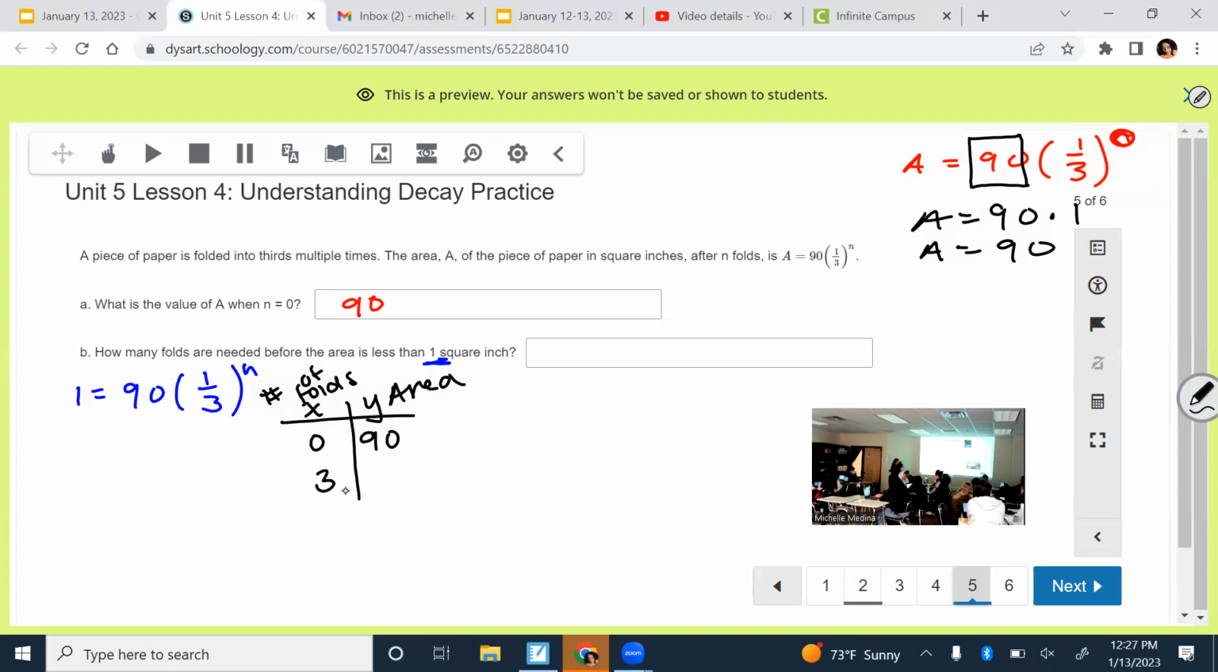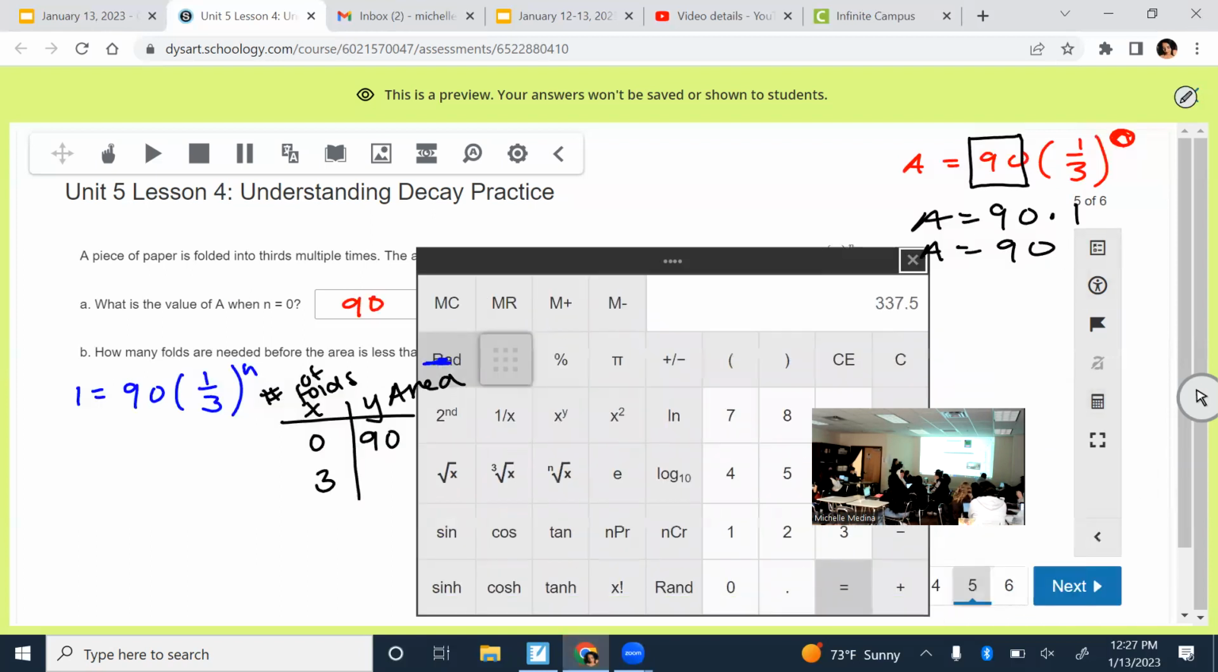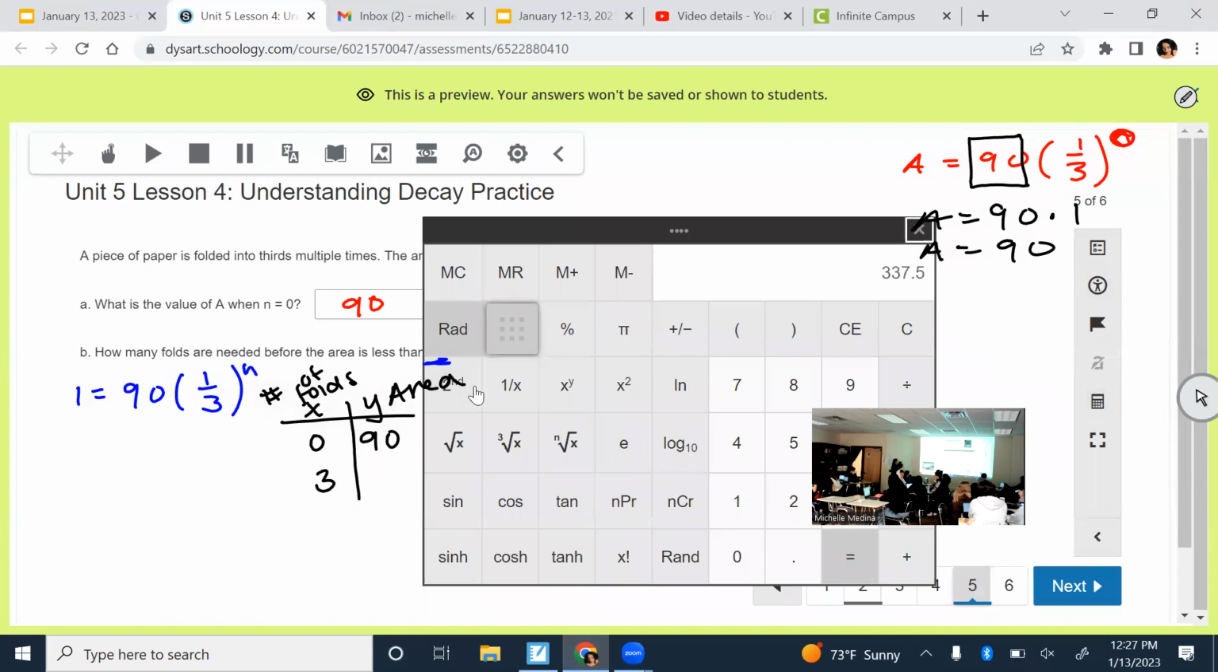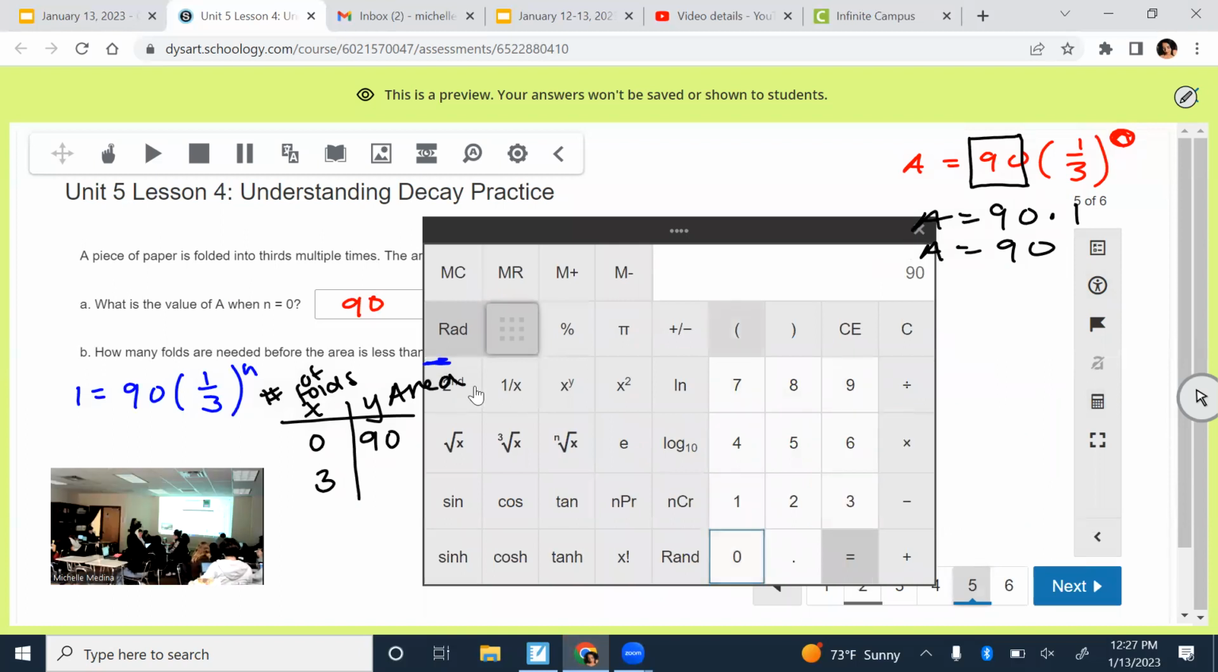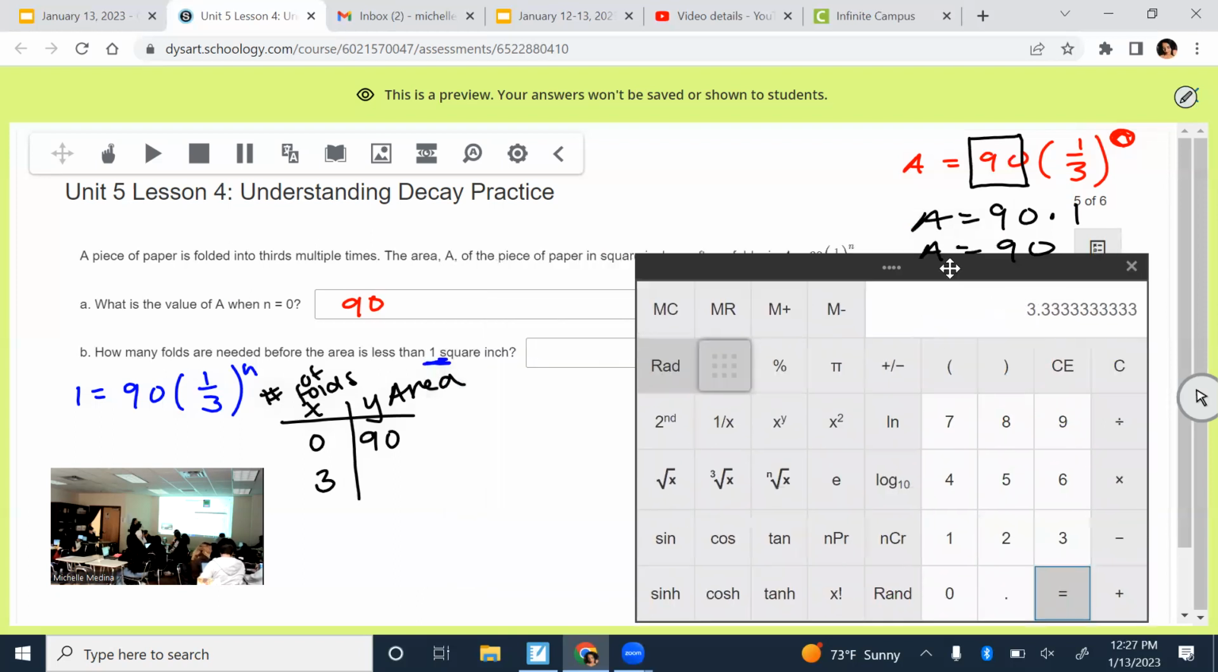Okay, let's try 3. So plug it into your formula. I have 90 times 1/3 to the 3 power, just to see what we get. So everyone do that, plugging in 3. We get 3.33 repeating.